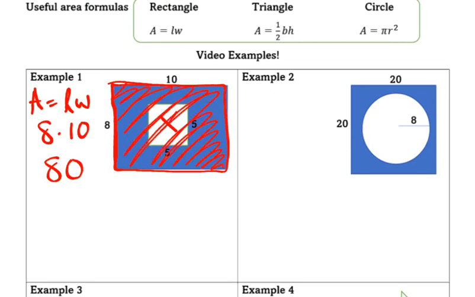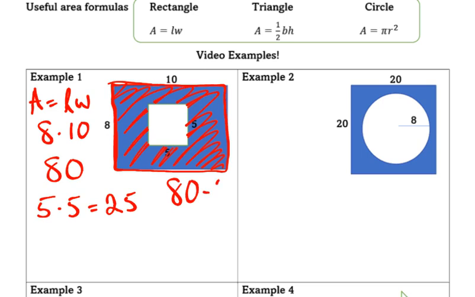But I don't want the whole thing, I only want the shaded part, so I'm going to take away this part, which means I need to find the area of that and then subtract it. So the area of that part is going to also be length times width, or 5 times 5, or 25. One last step, 80 minus 25, find out that the leftover part is 55. We're talking about area, so we'll just call that units squared since there's no units actually given to us. We're just going to say whatever those units are, they're going to be squared.